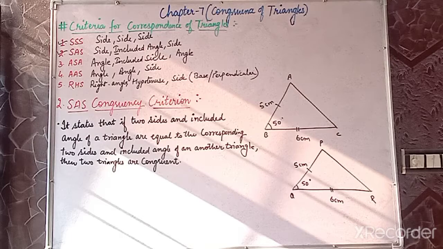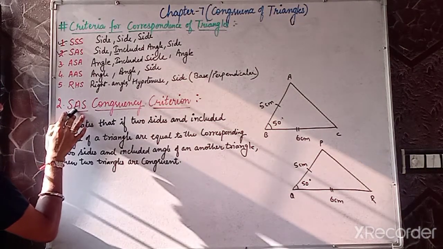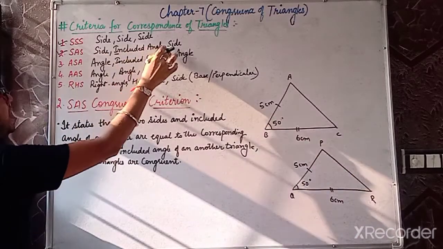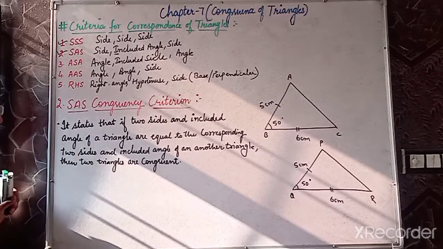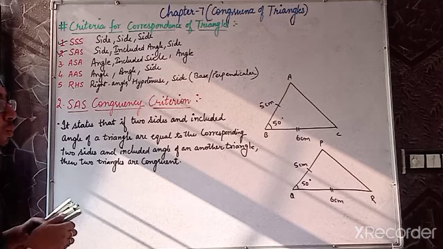Next one is the SAS congruency criteria. S stands for side, A stands for included angle, and again S stands for side. Side, included angle, side. Why included angle? Because this angle is coming between two sides. Just observe these two figures. If I see these two figures, they are congruent to each other.